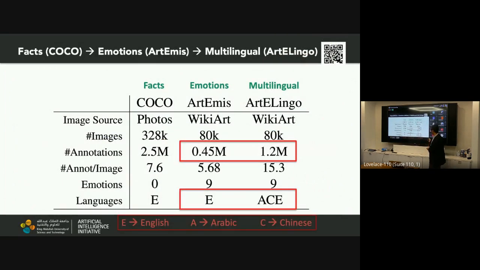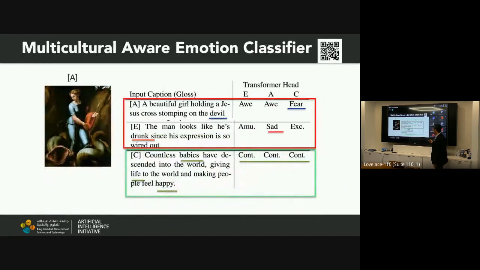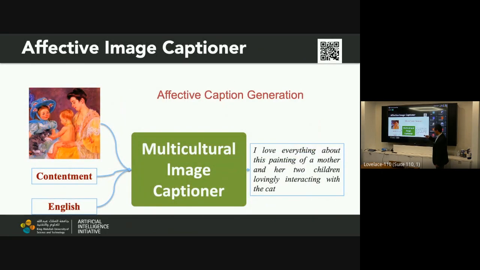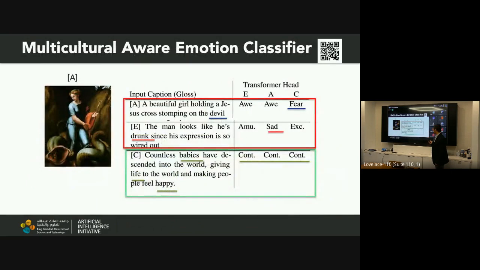In comparison to COCO, for example, ArtEmis is 0.45 million annotations on top of 80,000 images. ArtELingo stands for Arabic, Chinese, and English, and the number of annotations per image is 15.2. We also collected another small set in Spanish, which we call few-shot transfer. And you can also study models like a multicultural image captioning system.